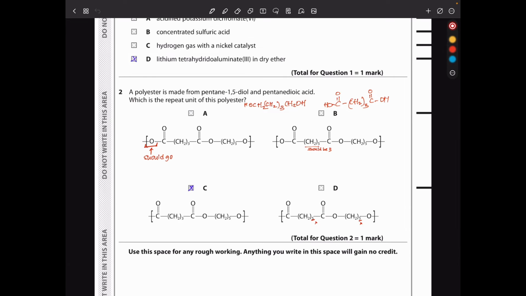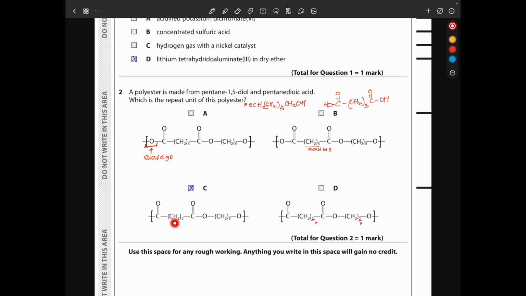Then in question 2, polyester is made from pentane-1,5-diol and pentanedioic acid, which is a repeat unit of this polyester. So if these are what we use to make it, this should be crossed out. So this is going to be wrong. The dicarboxylic acid should have 5 carbons in total, but if we have 6, 7, this is wrong. And over here we see these are 5 and those are 5, which should not be right. So this is also wrong.